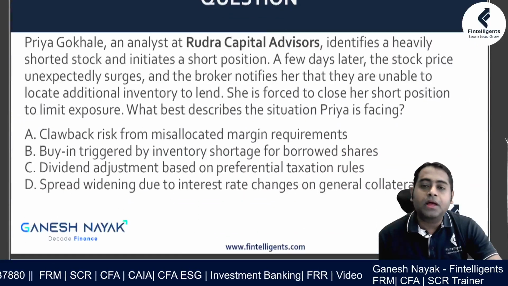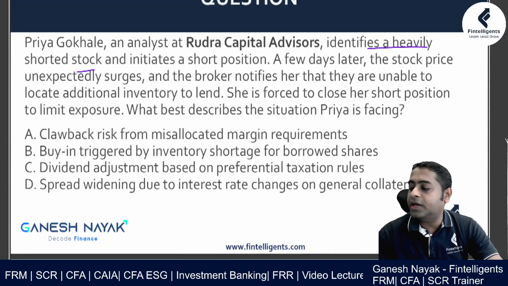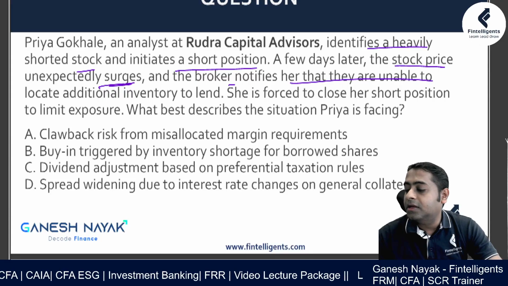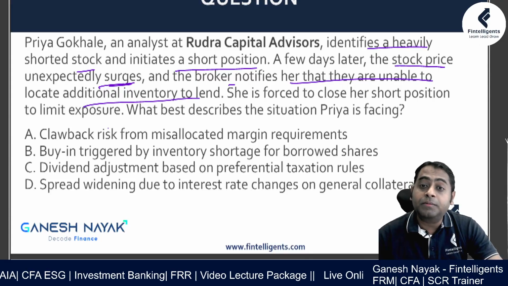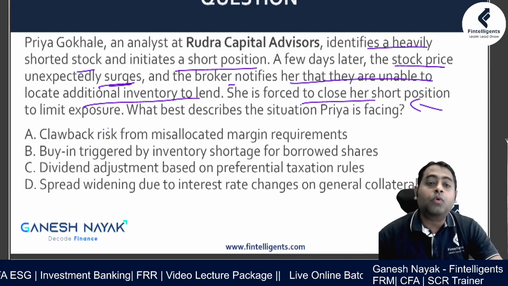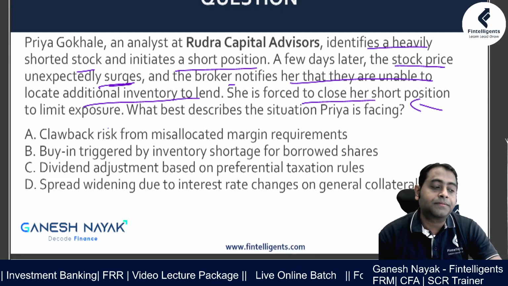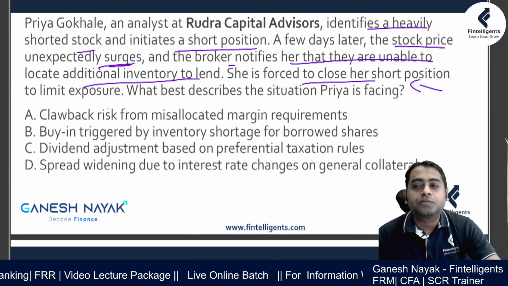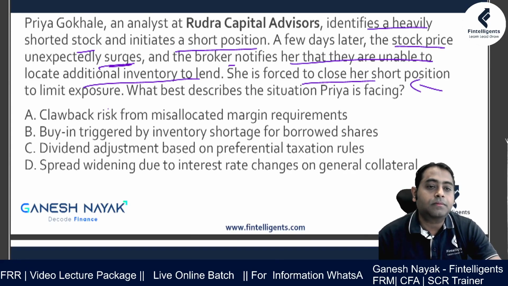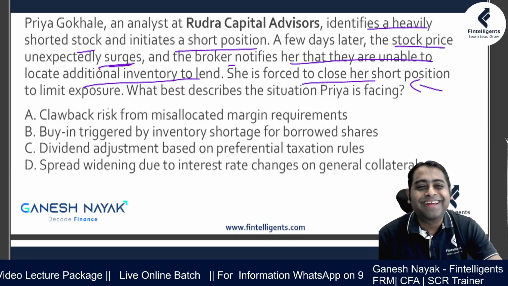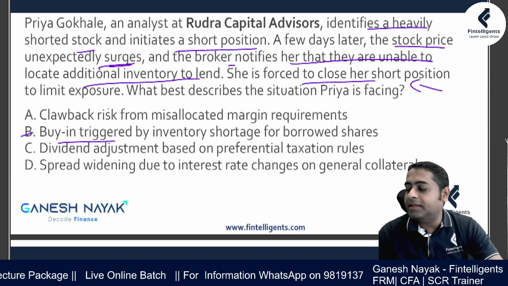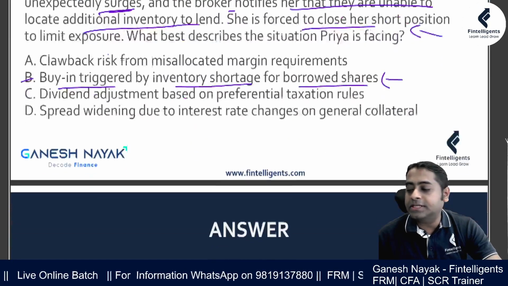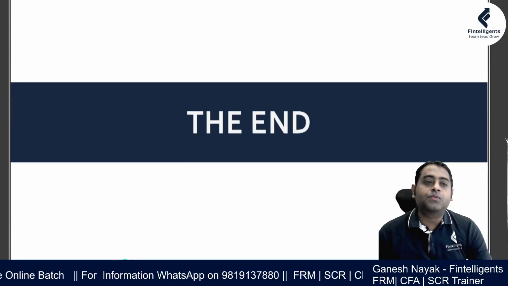One more question, Priya. An analyst identifies a heavily shorted stock and initiates a short position. After a few days, the stock price unexpectedly goes up. Then the broker notifies her that they are unable to manage the inventory, and the price is going up. She is now forced to close her position. What is the situation that Priya is facing? This is different. Last question is very different. Yes, it is a buy-in triggered by inventory shortage at the broker end. Correct? Right, so the answer is B. And with this, we have completed the chapter.